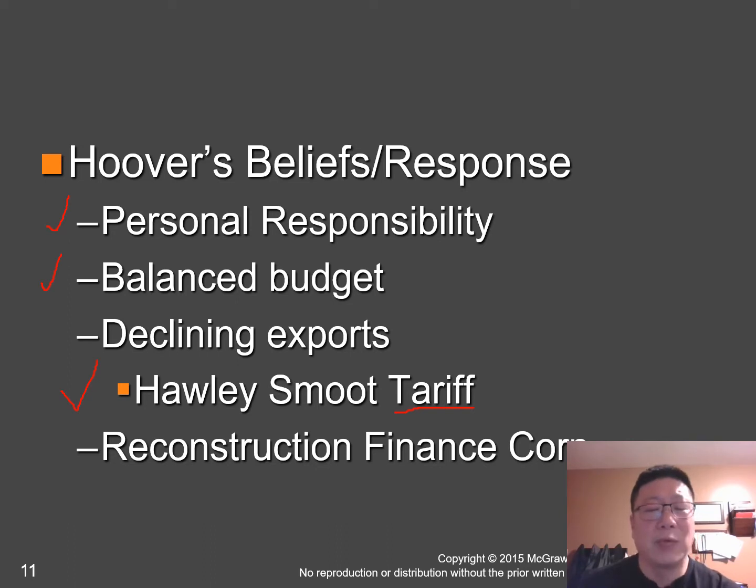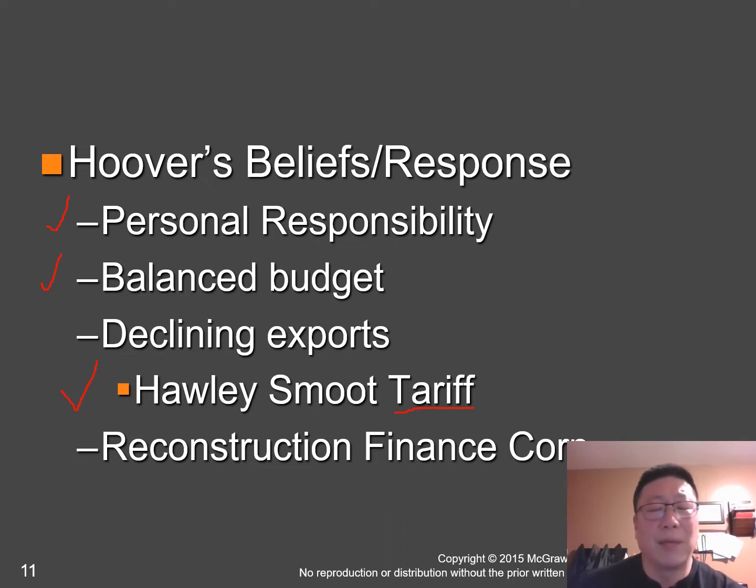Last but not least, the Reconstruction Finance Corporation. This is an example of Hoover doing too little too late. And so by the time he came around that he was willing to loan money to banks, to businesses, to help them get back on their feet, it was too little. And so they didn't allocate enough money, and the money they did allocate didn't get spent. So it wasn't really helpful.